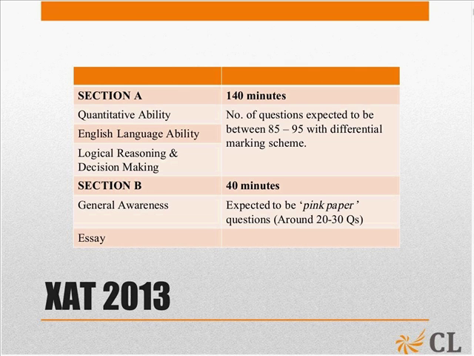The other thing that we know is that for the overall percentile, what will be counted is section A, which is quantitative ability, English language ability, and logical reasoning and decision making. GK and essay will be evaluated separately. So that's what we know about the paper. Also, some of the schools may not even evaluate section B, but one has to take the safe side. So when you look at the paper, you should take all the sections in all seriousness.